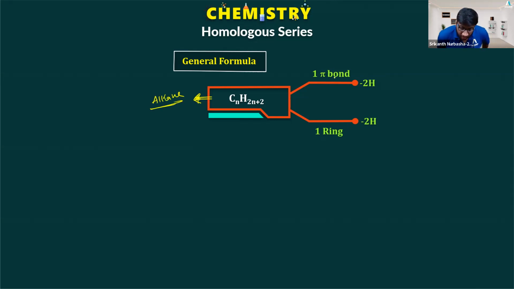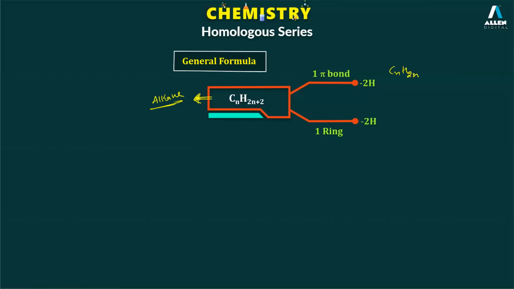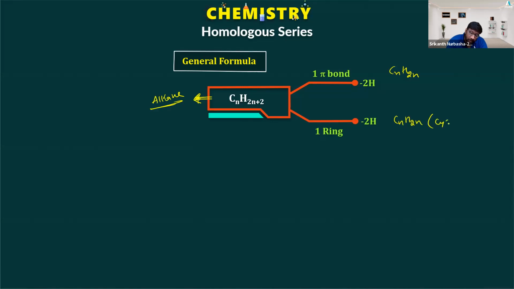In that case, with one pi bond, what type of general formula will you have? CnH2n. CnH2n can be for alkenes as well as for cycloalkanes. Whenever we have one ring, there also we have seen the loss of hydrogens, and it is also for alkenes.